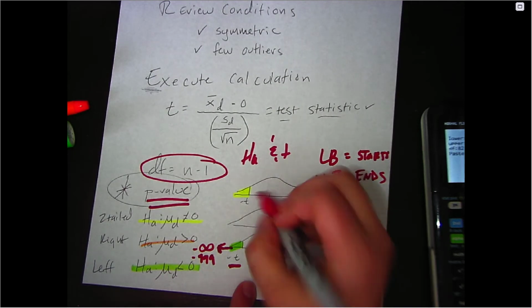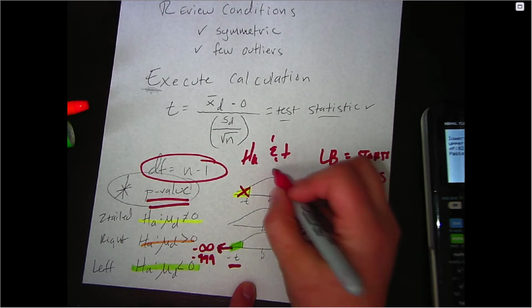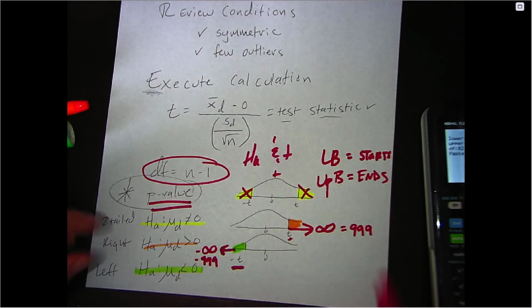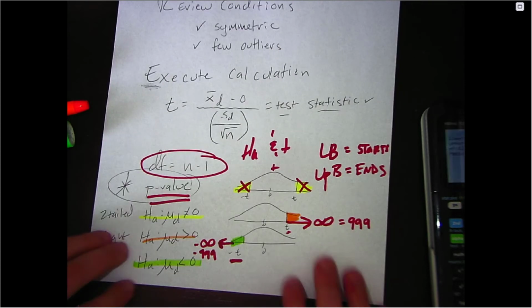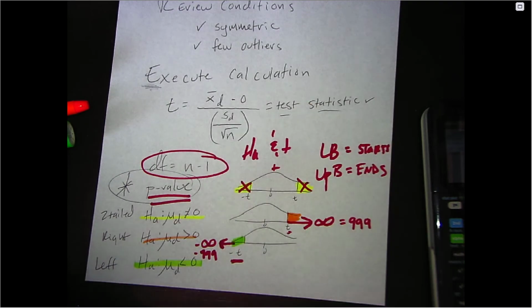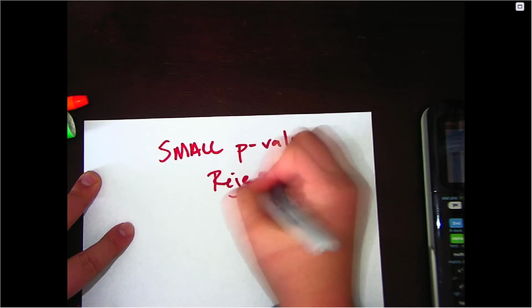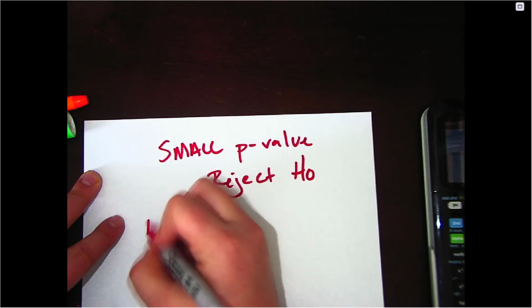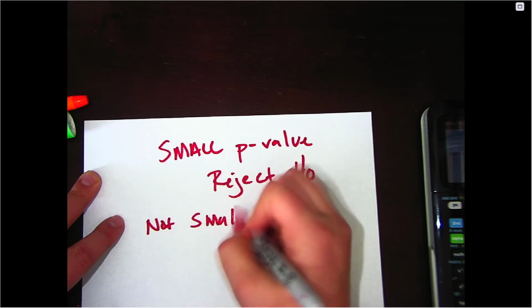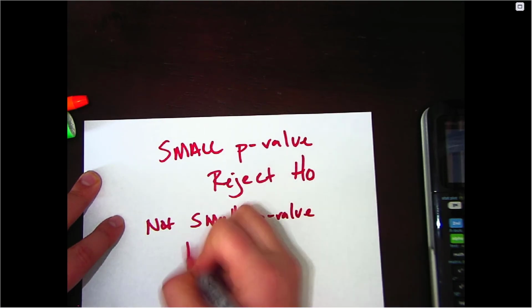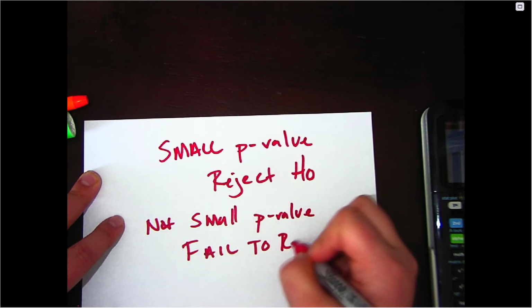And then here, if I were you, I would find both tails and then add them together. We'll practice that because I'll do an example of this, that, and the left-tailed in future videos. But for right now, this is executing the calculations, and I just want to remind you that the last part of executing calculations is making a decision. Remember, we've said that if you have a small p-value, you make the decision to reject the null, and if you have a not small p-value, then we fail to reject the null.